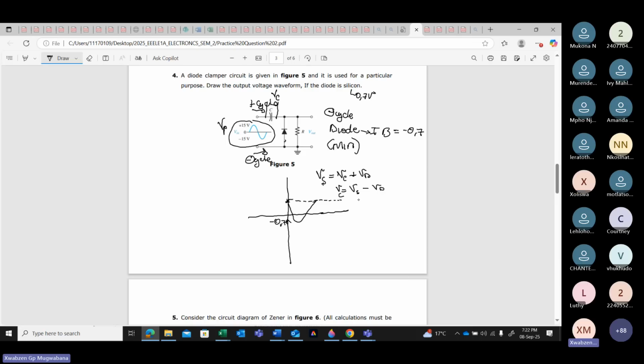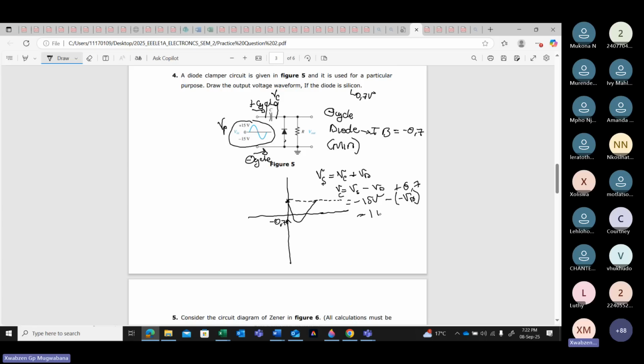Now if I want to do this, what is this one here? This one is your V supply. It is your V supply during when? During the negative cycle, which means it's going to be minus 15 volts. Are we together? Then minus, what is your VD? Your VD already is minus 0.7 volts. Then it's going to be minus into minus VD, which will be your positive VD, which is 0.7 volts.